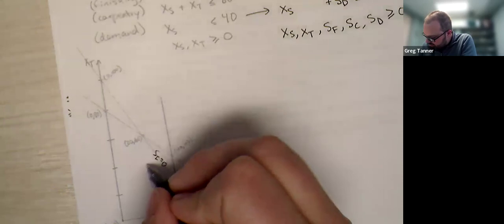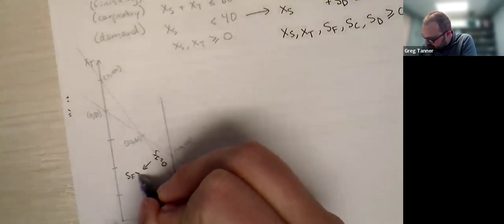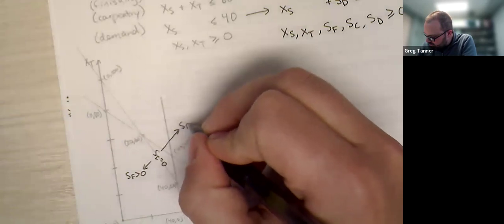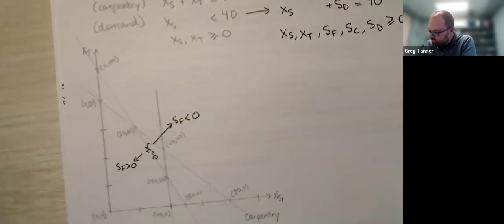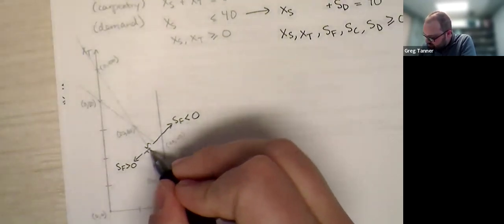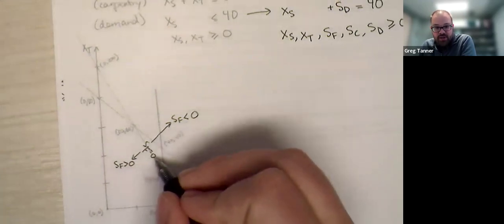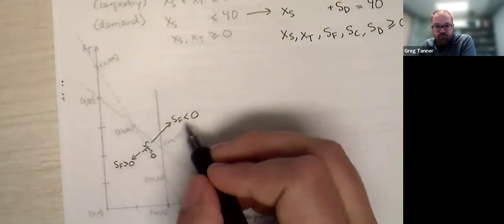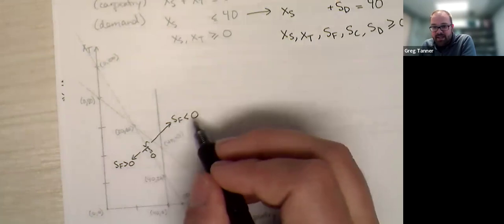On this side of the line, the correct side of the line, we've got SF is positive, bigger than 0. And then over here on this side of the line, we have SF is less than 0, negative. So if we're on the correct side of the constraint, that slack variable is positive. If we're on the constraint boundary, that slack variable is 0. And if we're on the wrong side of the constraint, that slack variable is negative.